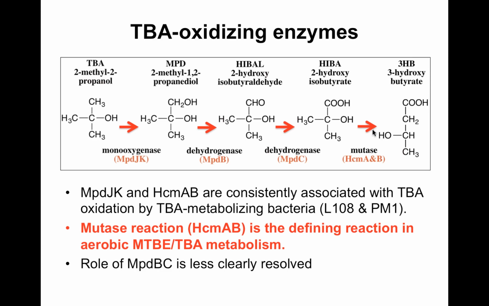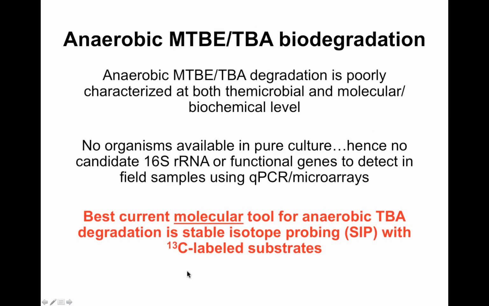Certainly this enzyme system and this enzyme system are consistently associated with TBA metabolizing strains like L108 and PM1. This last reaction, this conversion of 2-hydroxy isobutyrate through to 3-hydroxybutyrate, is a very unusual reaction, and I would argue is the defining reaction of aerobic MTB TBA metabolism. So if you were trying to find a very precise gene probe for perhaps using qPCR, this would probably be the one that I would pick. The role of these enzymes and the genes associated with them, I would say, is less clearly resolved at this point.